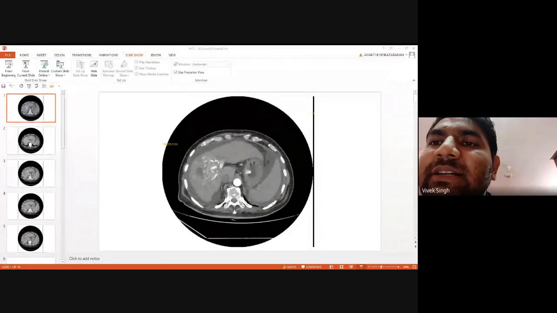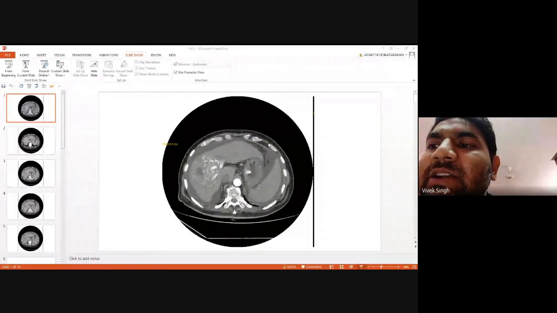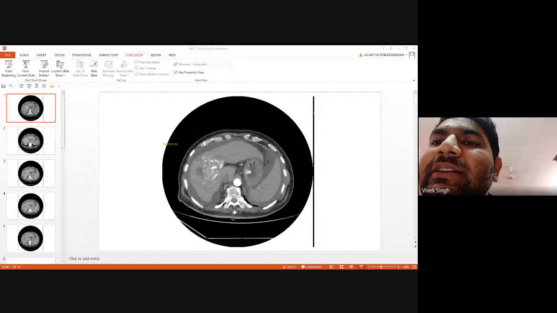It is showing the liver, spleen, and stomach. There is a presence of fluid around the liver and spleen, probably ascites. Good. And how does the liver look? The liver is looking atrophied, sir, shrunken in size. There is presence of an irregular lesion with inhomogeneous enhancement seen in the liver.